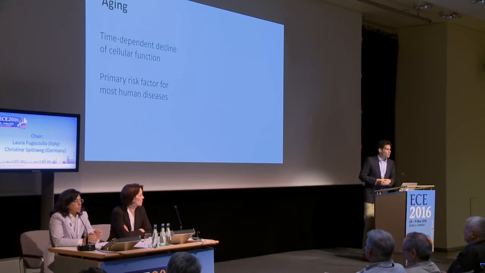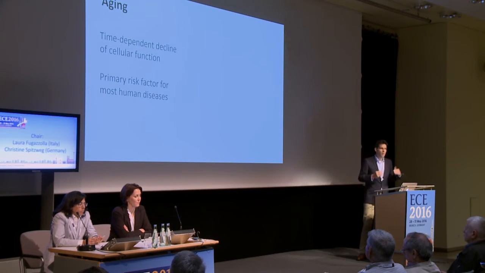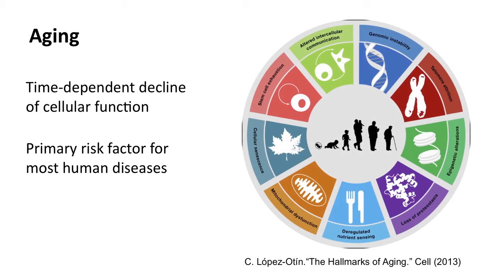So if you take one step back and consider what aging actually is, then we might come up with a definition which is commonly used, and that defines aging as a time-dependent decline in cellular function, ultimately resulting in an increased vulnerability of death. And as such, it's the primary risk factor for many human diseases. A couple of years ago, some well-known aging scientists summarized what they believe to be the 9 hallmarks of aging.